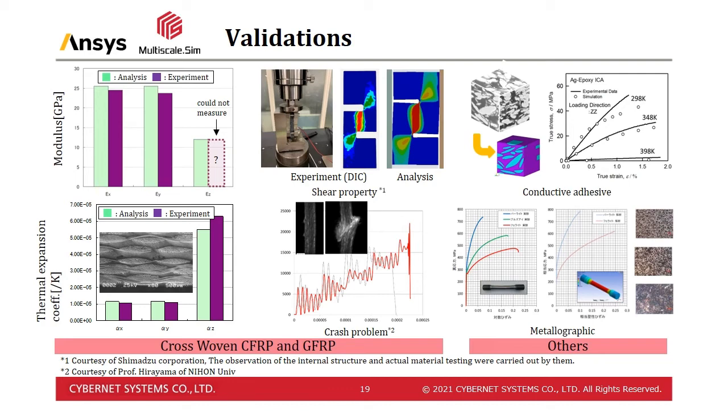Next one is about the analysis example for materials other than FRP. The top figure is an example of conductive adhesive, which is considered as an alternative to solder. The epoxy resin that constitutes the matrix does not have good electrical conductivity, so the conductivity is improved by mixing silver filler into the resin.